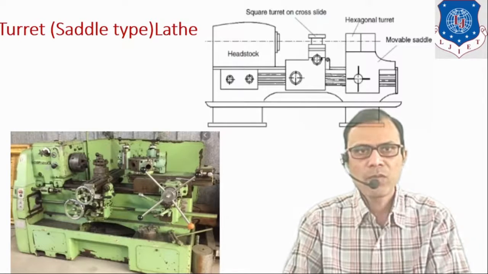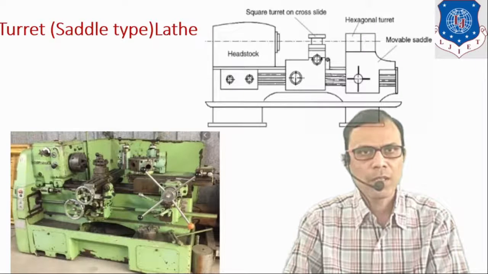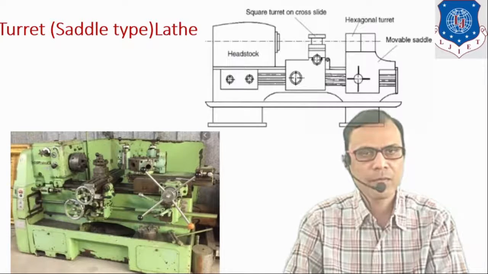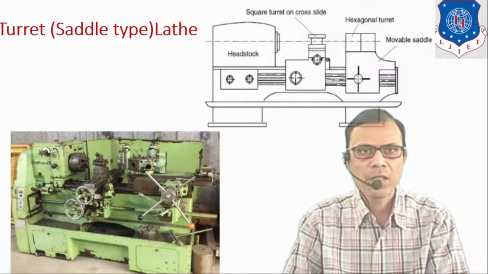The common point for capstan and turret lathe is that it does not consist of a lead screw, but the engine lathe consists of a lead screw which can be used for thread cutting operation. In case of capstan and turret lathe, thread cutting operation can be performed by using a die.